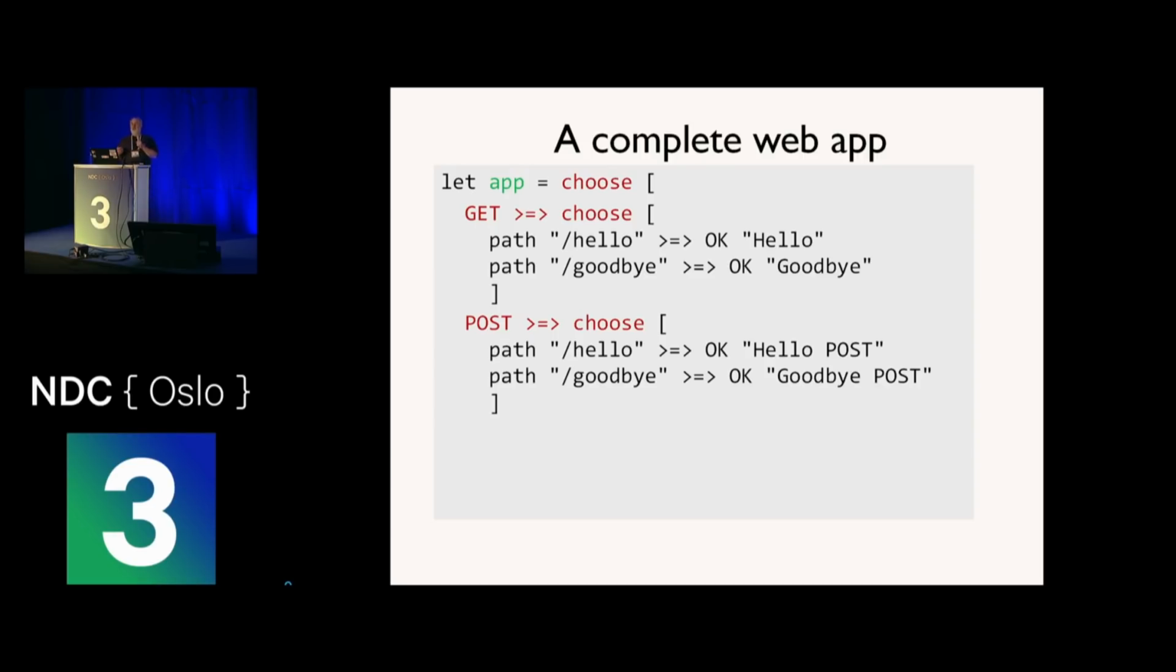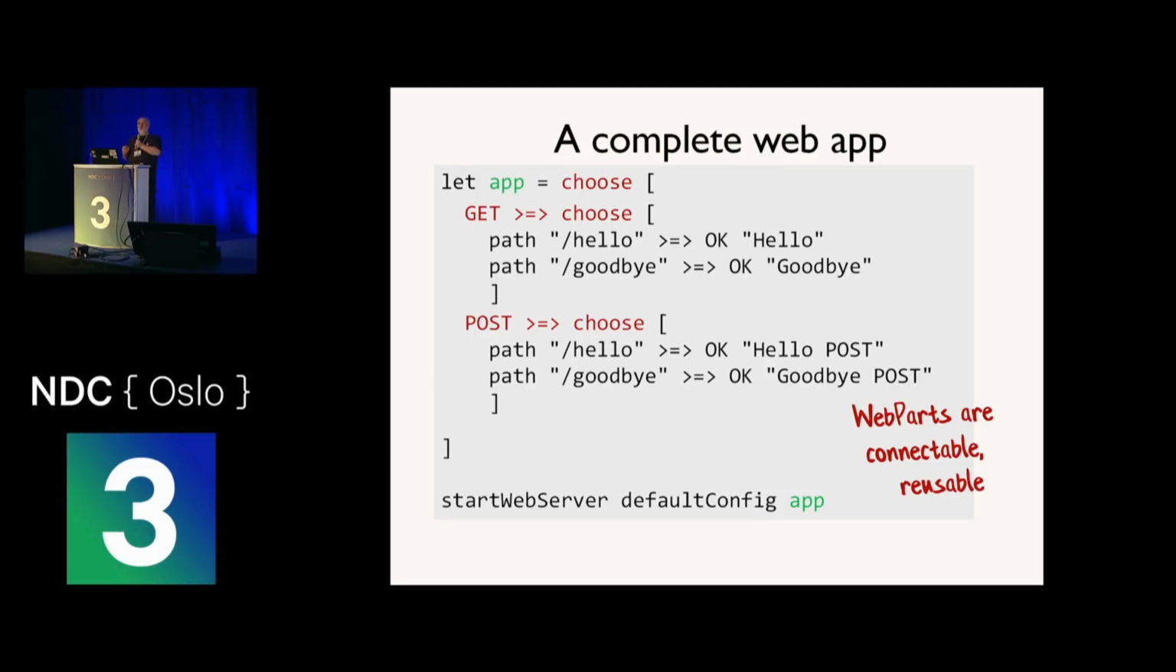So this web app is obviously a really simple web app. But I mean, it's a web app. There's no objects. It's all functions composed together. And we just say, start the web server with that app, and there you are. So the web parts are connectable and they're reusable, just like the Lego.